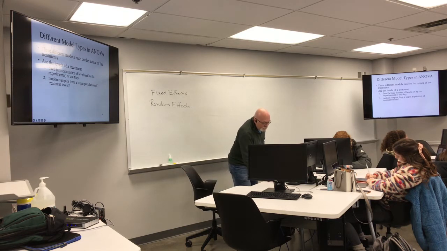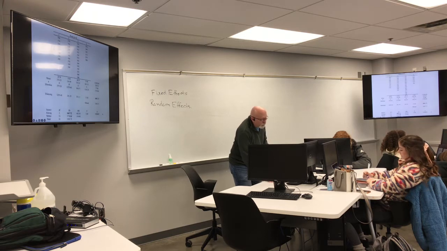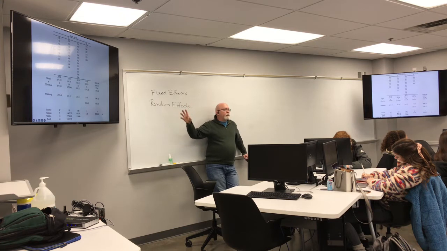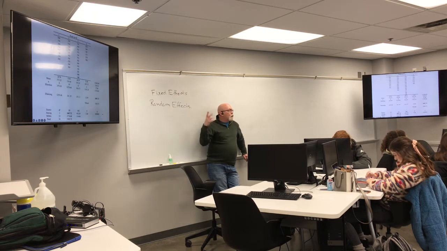But let's think about the two examples that we've done so far. If we go back to this, these are the sizes of ticks on 4 different hosts. Let's say that these are field mice. So you go out into the field, you collect field mice. The first 4 field mice that you stumble across, you collect all the ticks off of them, and you measure how big they are. Would this be a fixed effect or a random effect?